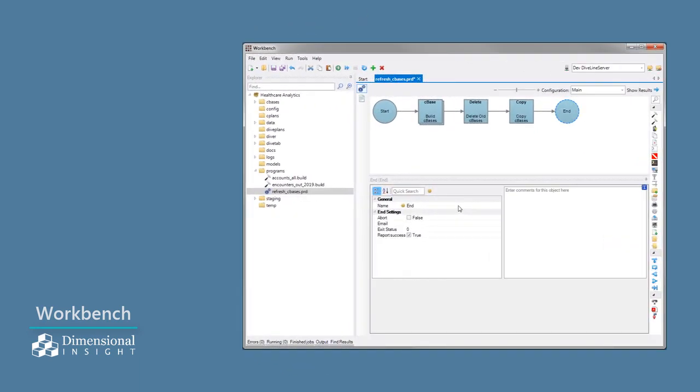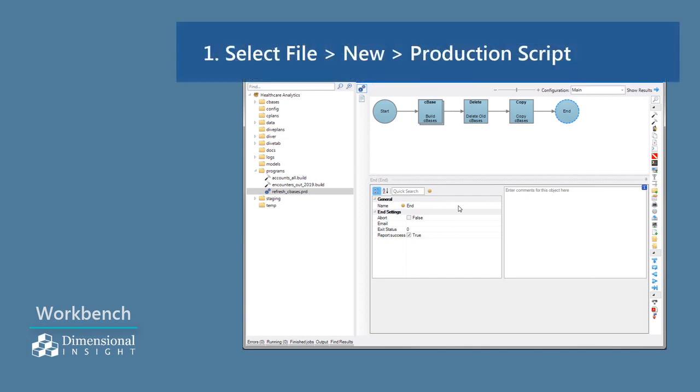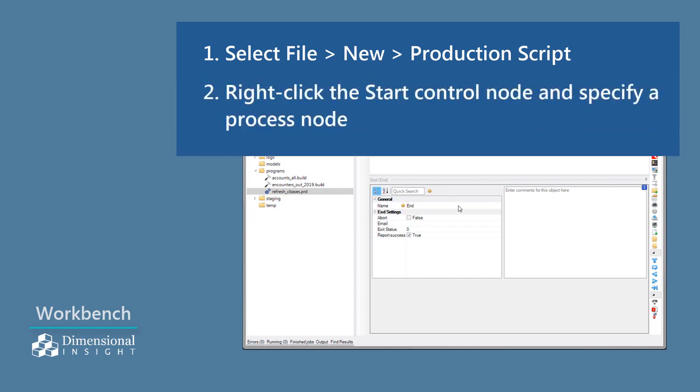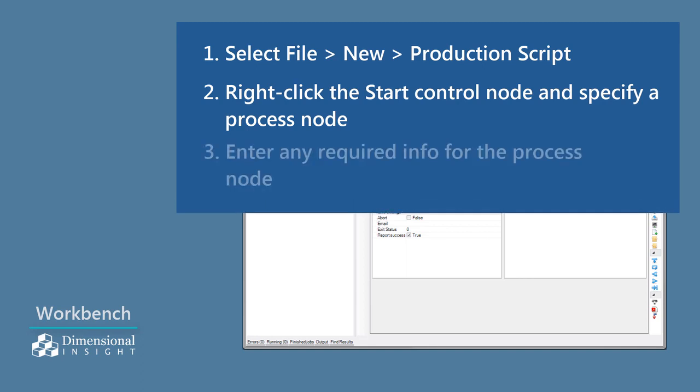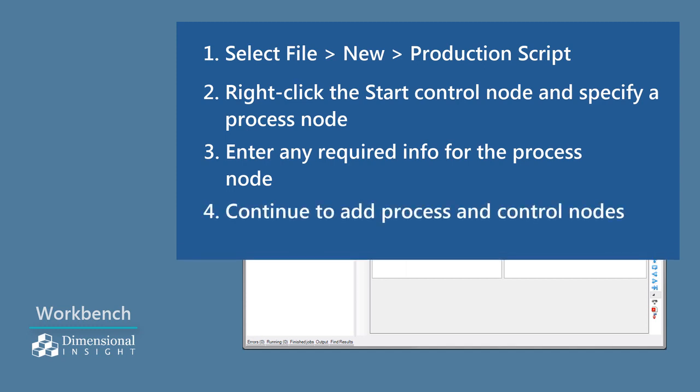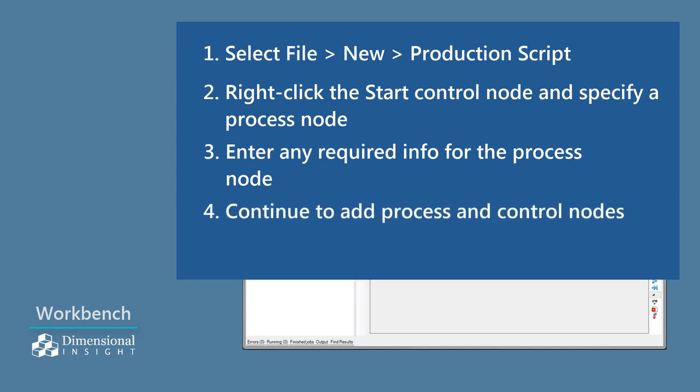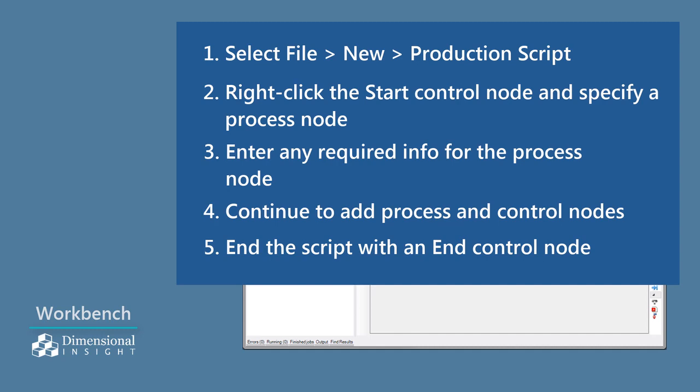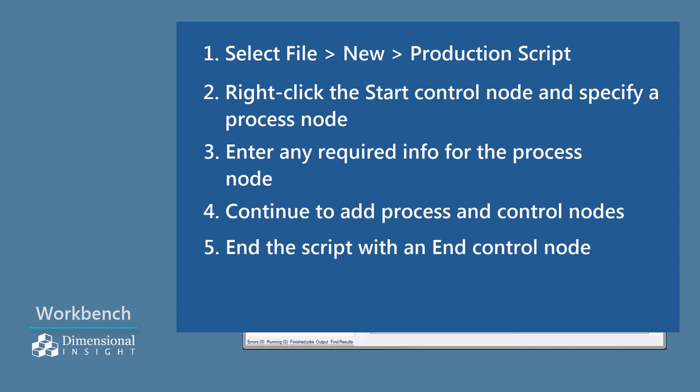So that's how you create a production script. You select File, New, Production Script, and specify a file name and location for your script. Right-click the Start Control node to specify a process node. Enter any required information for that process node in the Attributes pane. Continue to add process and control nodes to complete the script. End the script with an End Control node, and click the Run icon.